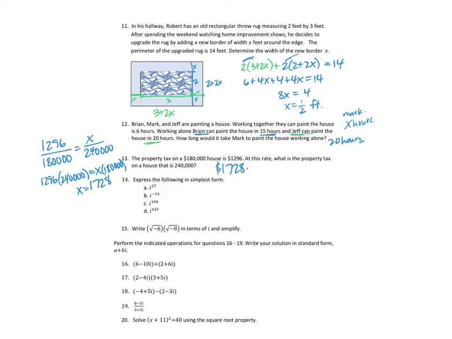So the next problem says to express these in simplest form. And so one thing we ought to realize here is that there's a pattern in the way we compute these powers of i. I is equal to the square root of -1. So i squared is equal to the square root of -1 squared, which is -1. And i cubed is equal to the square root of -1 cubed, which is equal to -1 times the square root of -1, which is equal to -i.